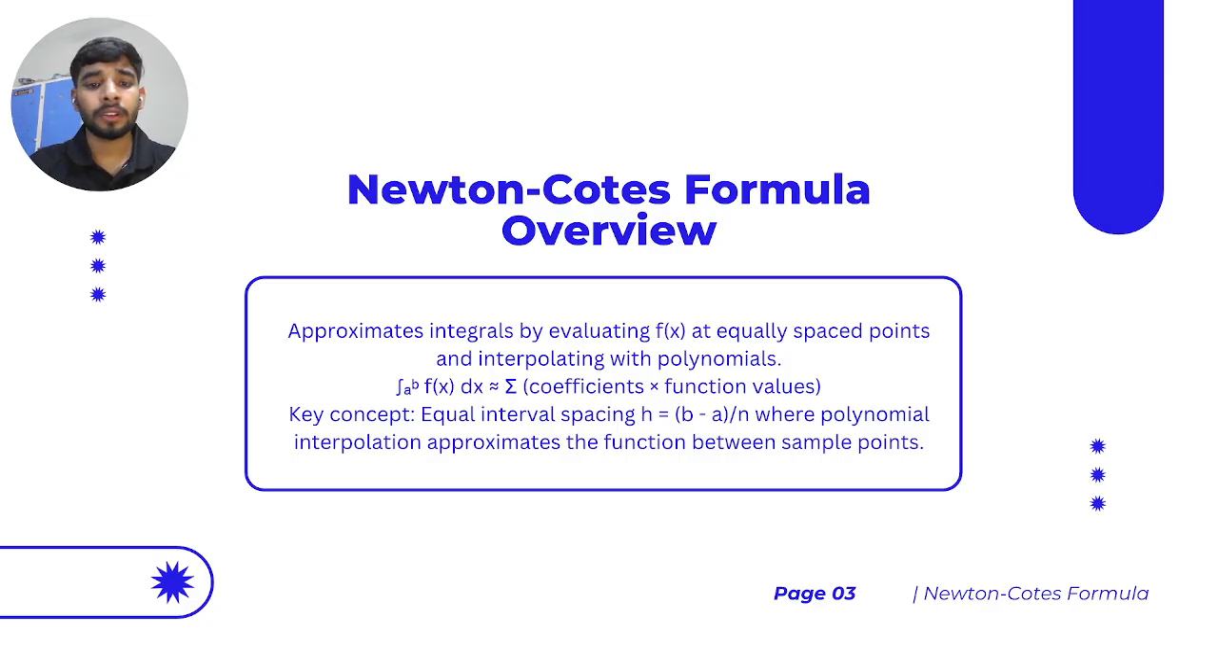Newton-Cotes approximates integrals by evaluating the function of x at equally spaced points and interpolating with polynomials. Integration from a to b of f(x) dx is nearly equal to the summation of coefficient times function value. The concept is equal interval spacing, h equals (b minus a) by n, where polynomial interpolation approximates the function between the sample points.